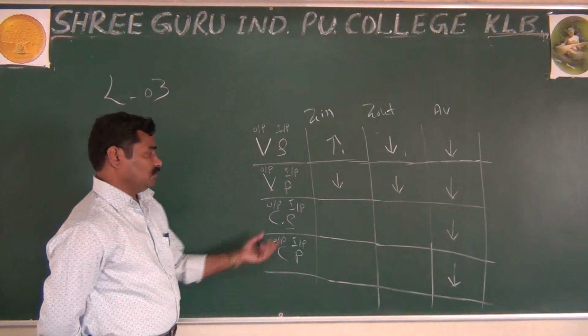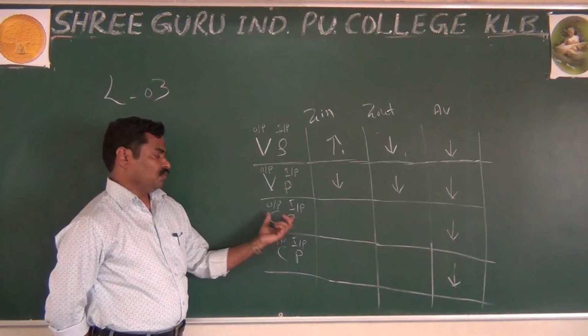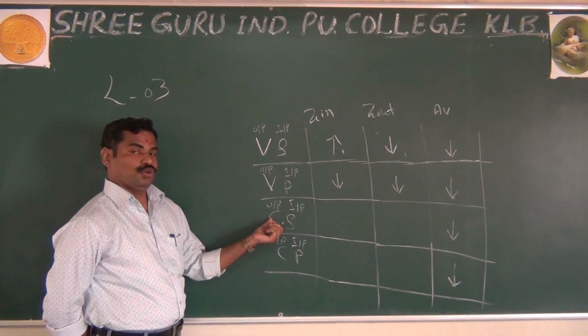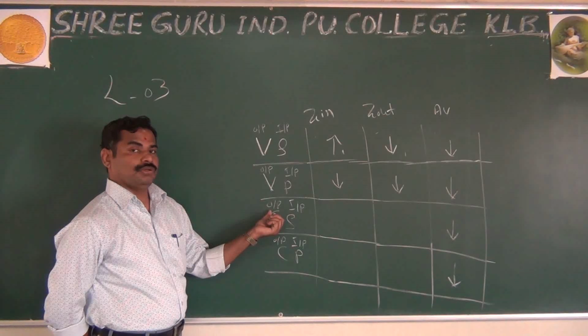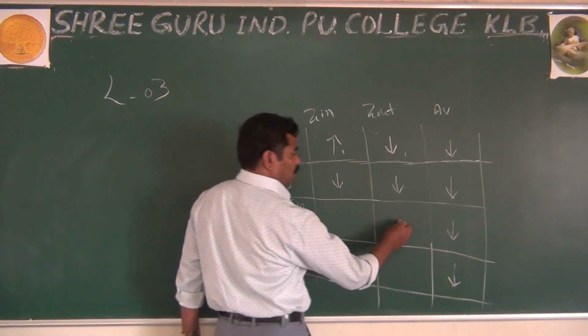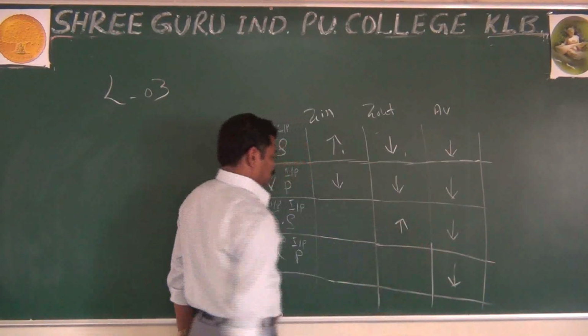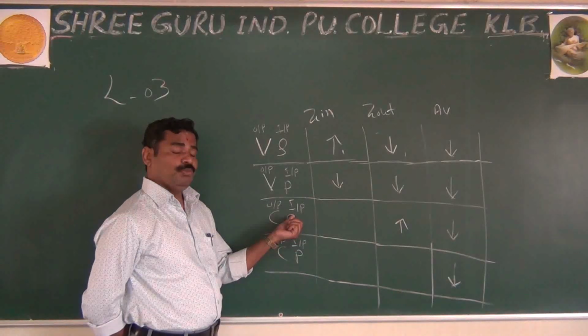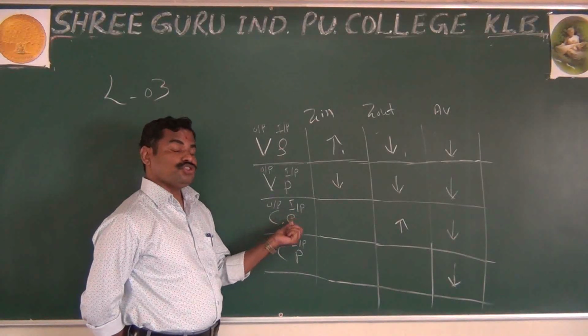And what about current series? As I said, current is there in the output. And how do you measure the output current? By connecting in series. That's why the output impedance increases. And here also for your input side, you are connecting in series.